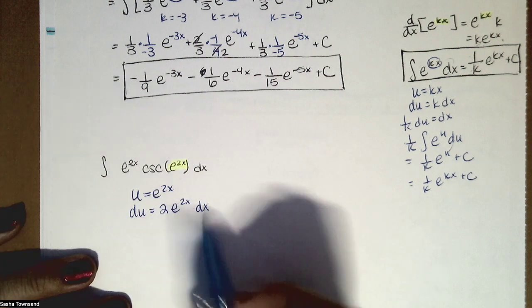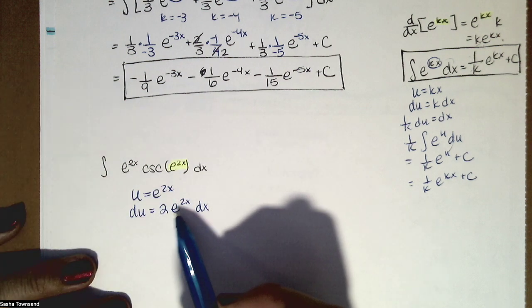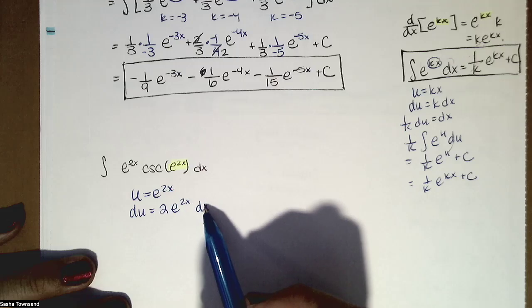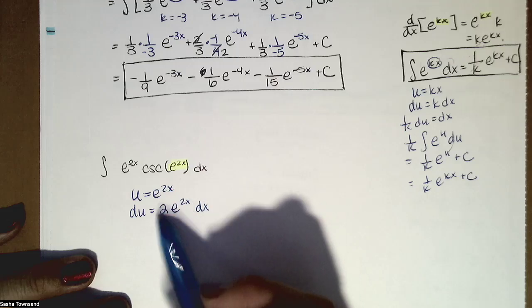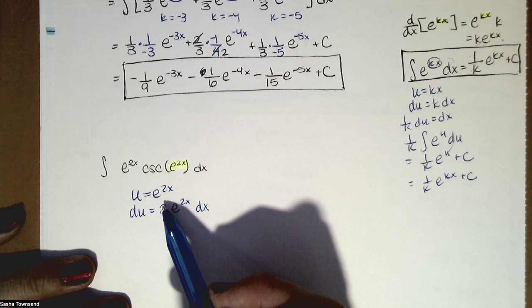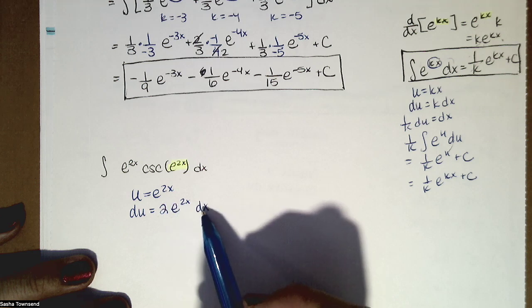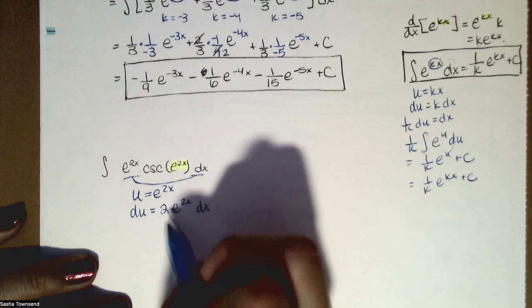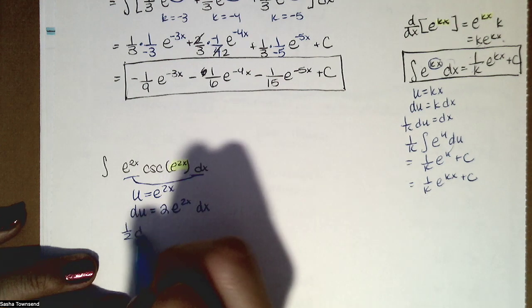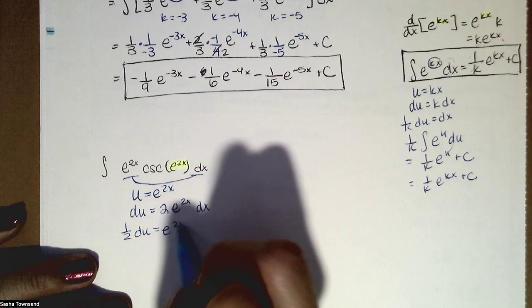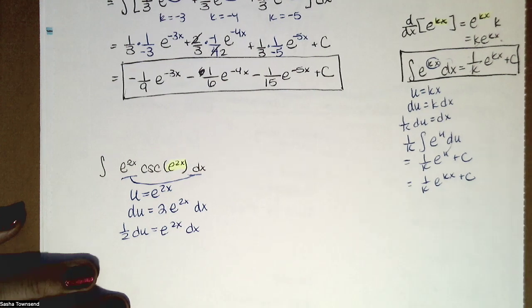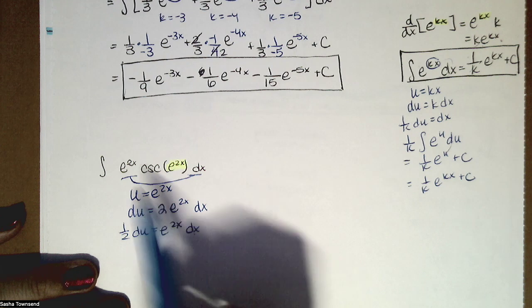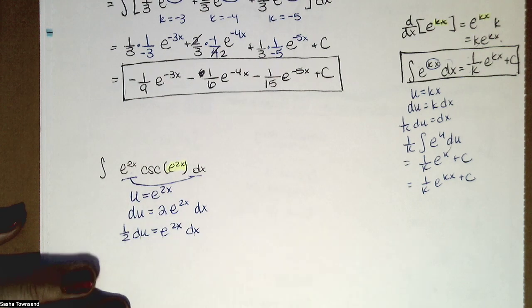Now, I look at my du in order to make sure that I can actually do the u-substitution. I say, do I have a multiple of this 2 times e to the 2x dx? I'm not worried about the 2. I can always adjust the constant. But do I have this e to the 2x dx up there somewhere? And I do. So I don't need the 2. I'll multiply both sides by 1/2, and that means our e to the 2x dx can be replaced by a 1/2 du.